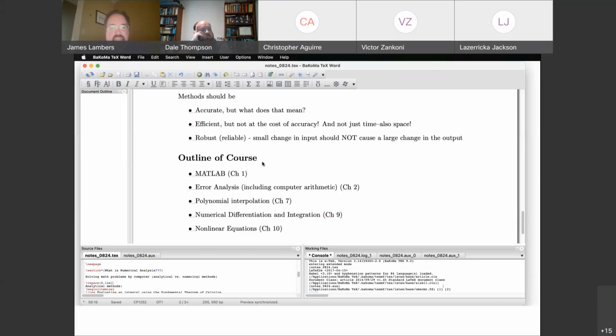And if you get through all this and have the stomach for the second course in the spring, problems that will be covered there feature linear algebra, systems of linear equations, also methods for ordinary differential equations, initial value problems, boundary value problems, and also systems of nonlinear equations, building on what we learned about solving a single nonlinear equation here.